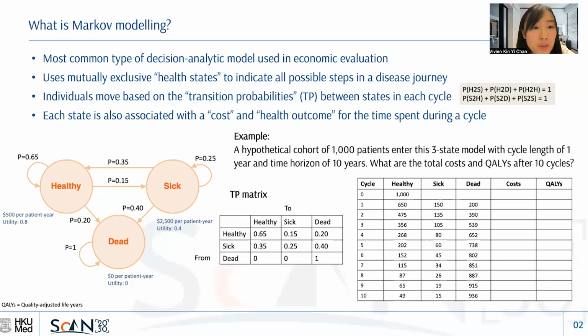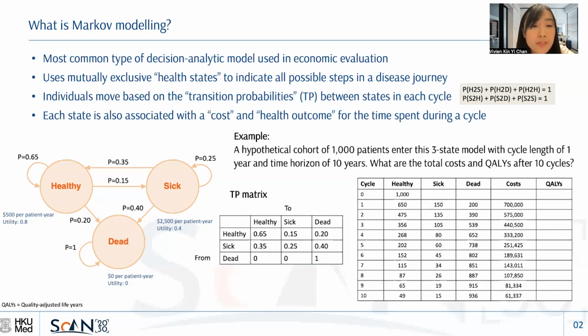So now, according to the cost of each state per patient per cycle, we can also sum up the total cost per cycle by adding the cost among patients at each state. So in this case, we have 650 healthy people times $500 plus 150 sick patients times $2,500 and no cost for those in the dead state. So the cost of cycle 1 is equal to $700,000. And we'll do a similar thing for the remaining cycles.